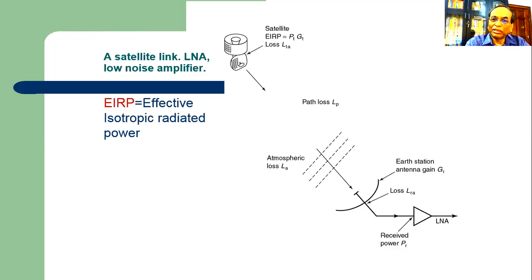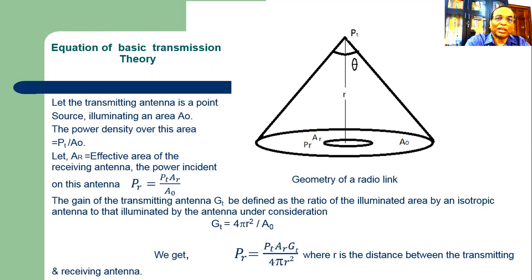Then it will be accepted by the Earth station receiving antenna, having the gain GR, and it also has a loss LRA. Power received at the input of the LNA will be PR. Let us do some estimation and some equivalent geometry to do the calculation.